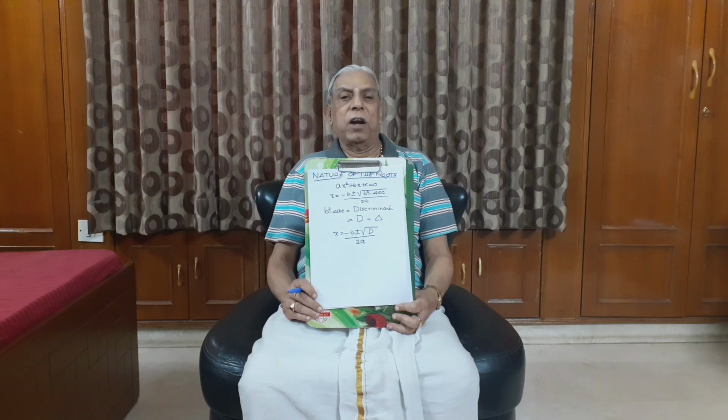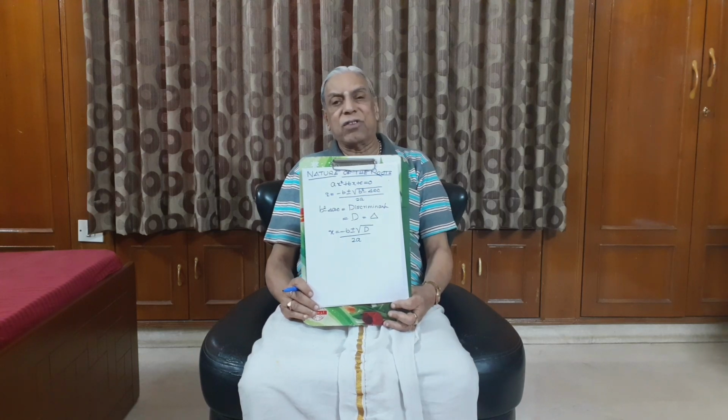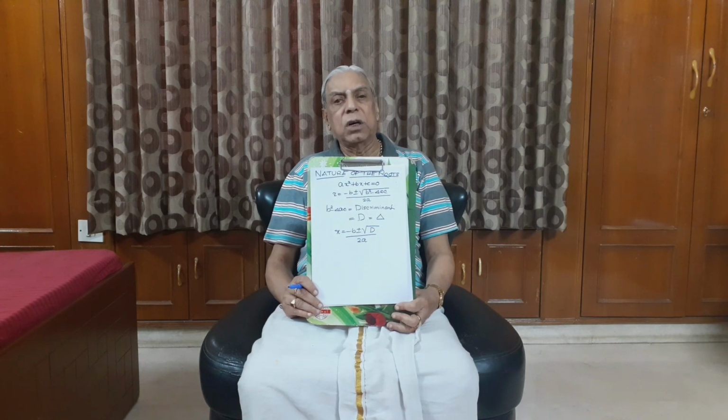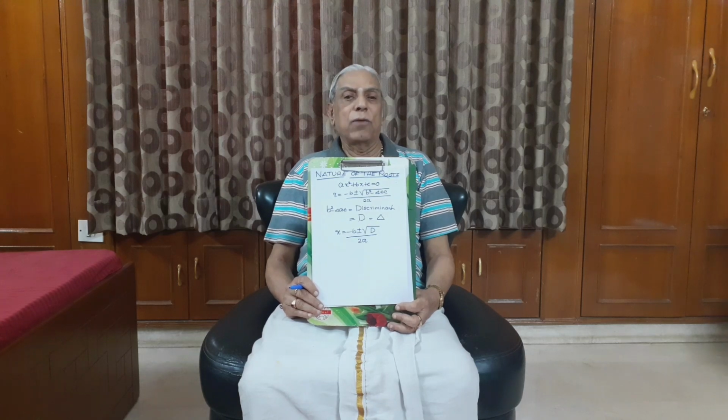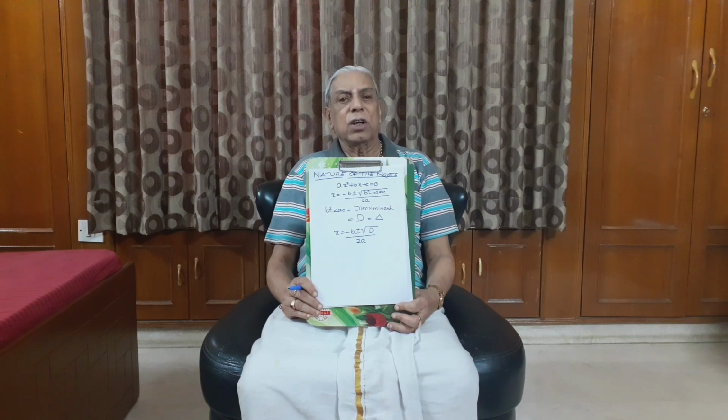The value of D is b squared minus 4ac. Instead of b squared minus 4ac in the formula, I have used the letter D there. Therefore, the formula is reduced to x is equal to minus b plus or minus square root of D whole divided by 2a.